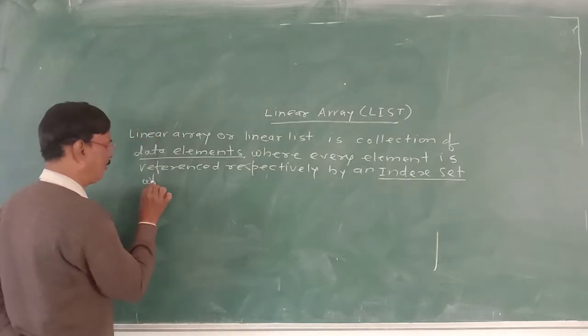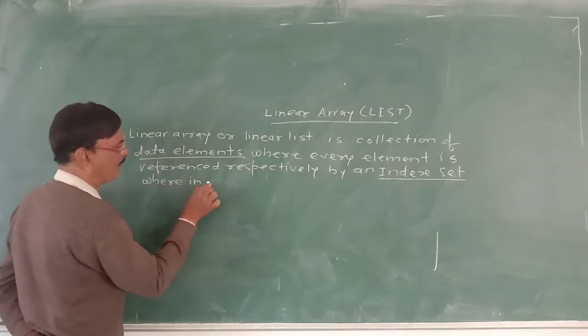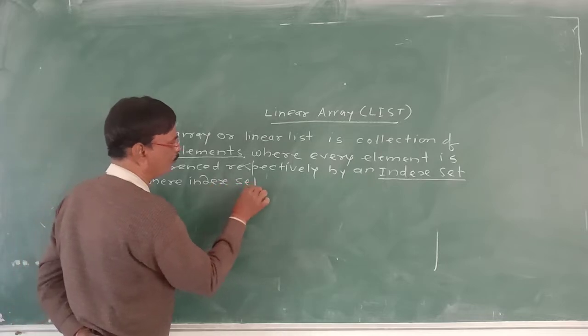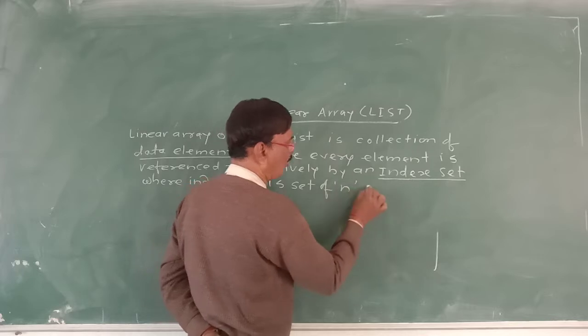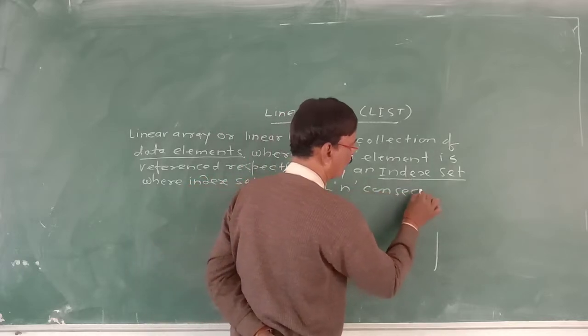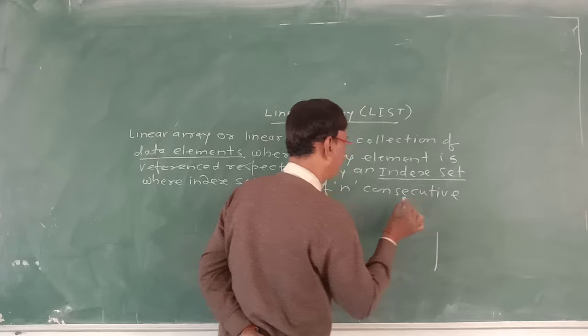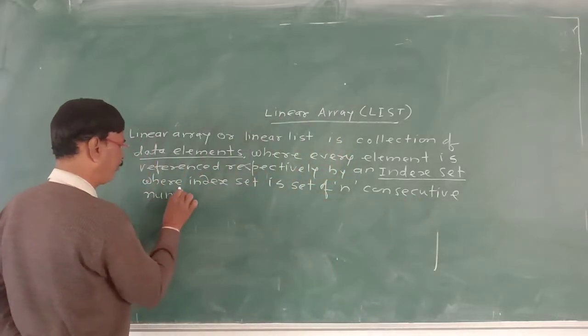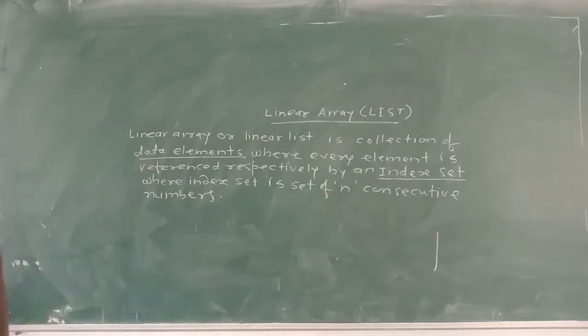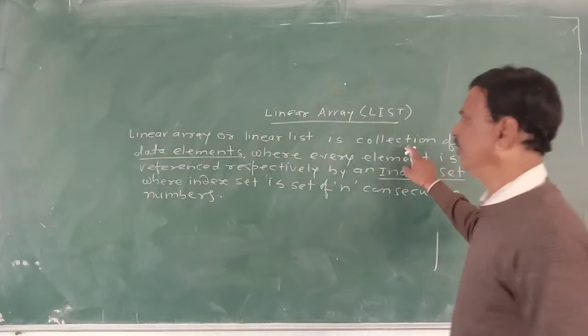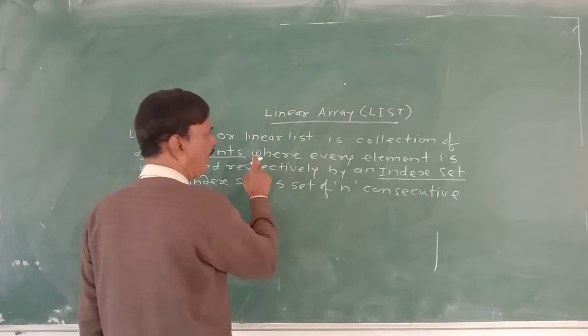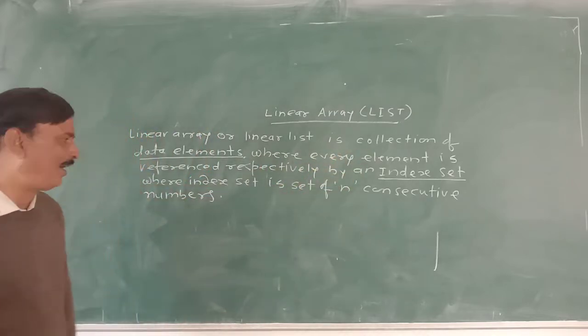Where indexing is a set of n consecutive numbers. So, see, a linear array or linear list is a collection of data elements where every element is referenced respectively by an indexing.